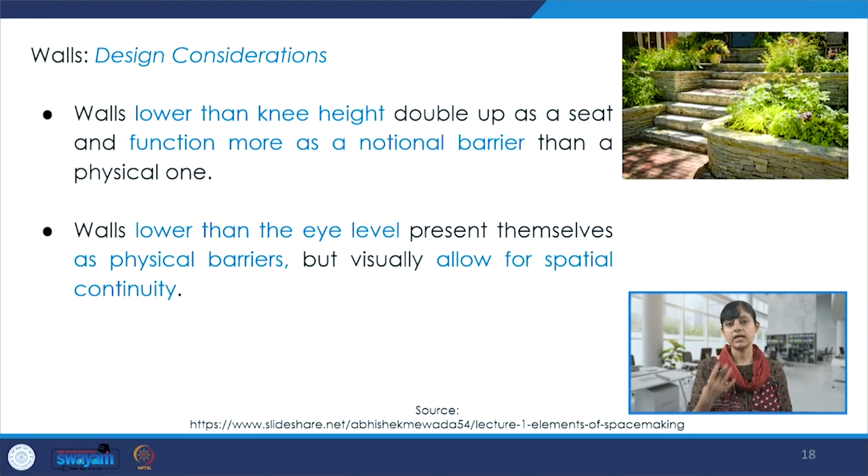So there are some design considerations that we could keep in mind or we could understand as designers and architects or interior architects. So the walls which are lower than the knee height, they function more as a notional barrier rather than a physical one. And the ones which are lower than eye level, they present themselves as physical barriers, but they usually allow for a spatial continuity.